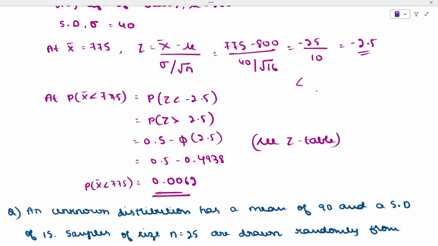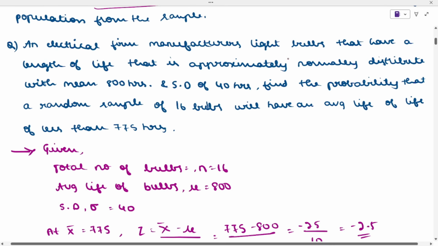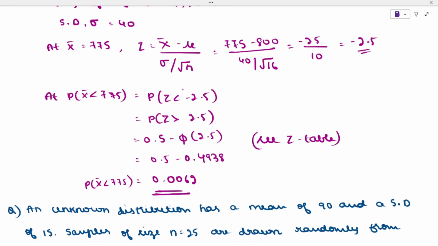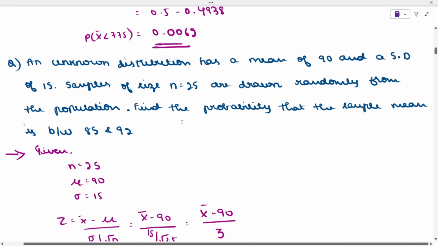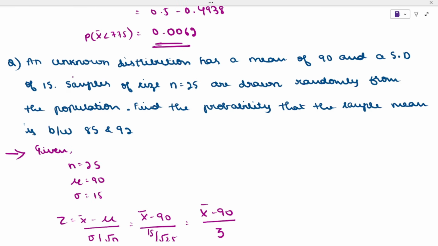Now take 0.5 minus phi of 2.5. This is according to the Z table, you know, right? That Z table will be there. According to that, 0.4938 will be present. Now if you subtract, you will get 0.0062, which is almost equal to 0 itself, but you will take it as 0.0062 for the less than value.